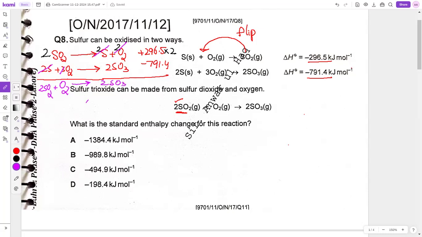So now its enthalpy change will be sum of the energy change. That is 296.5 times 2 minus 791.4. Just solve it to get the option. D is the option. So you got it, that is how to attempt a question of target equation.